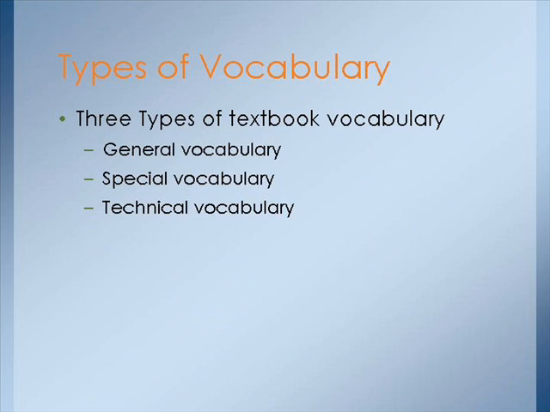There are 3 types of vocabulary. General vocabulary is the first type that consists of everyday words. The second type, special vocabulary, are everyday words that take on special meanings when used in particular content areas. The third type, technical vocabulary, are words that have usage and application only in a particular subject matter field.